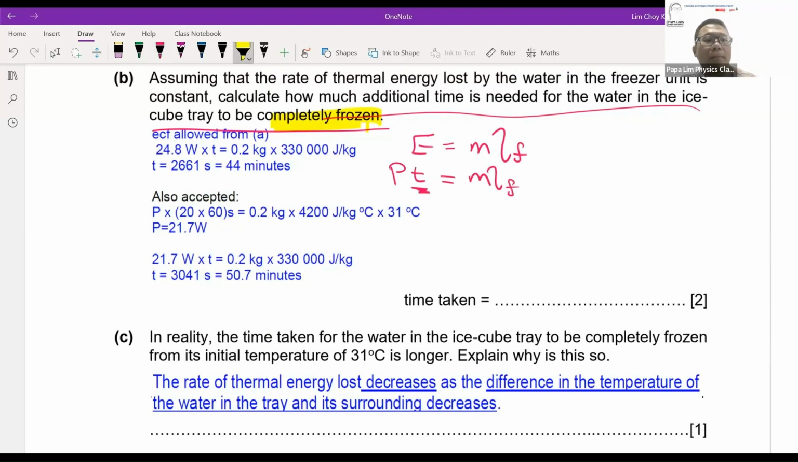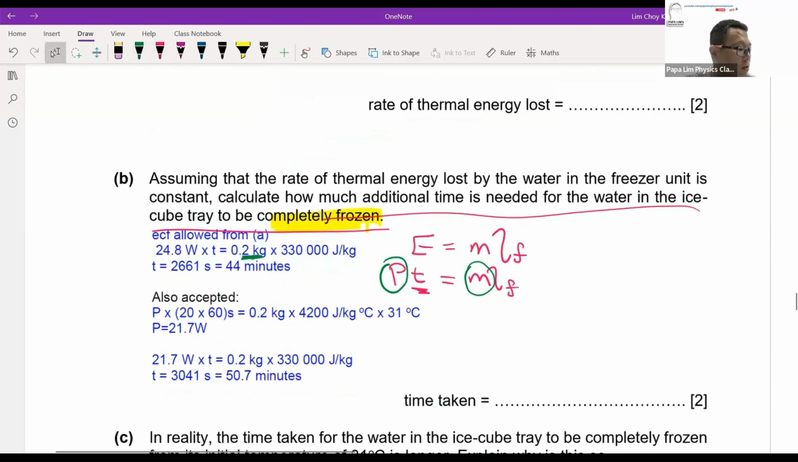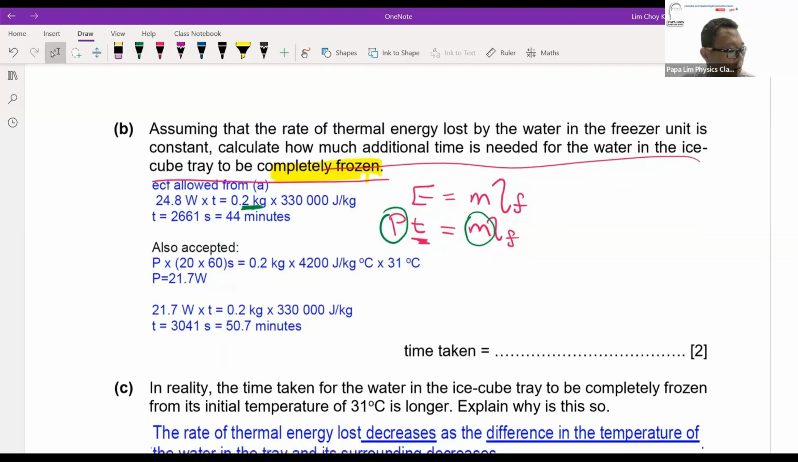Power, I have the power already. Power, I calculated in part A already, which is 24.8. Mass, I also know is 0.2 kg. And the latent heat of fusion, which is also given in the question at the top there, is 330,000 joules per kg. So once you substitute into the formula, you'll find that the time taken will be 2,661 seconds, or what we call 44 minutes. So this is the additional time I need.